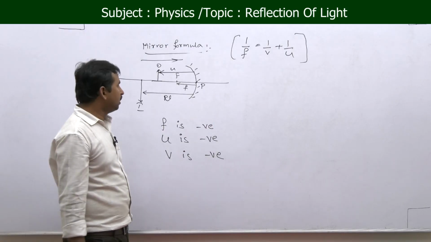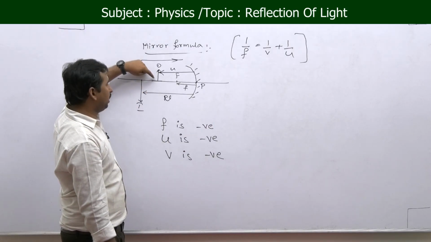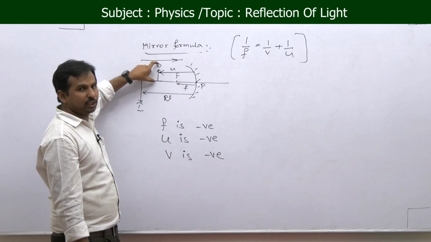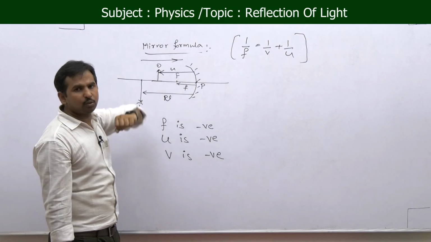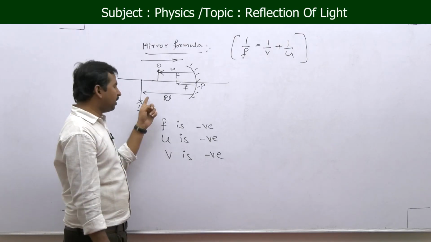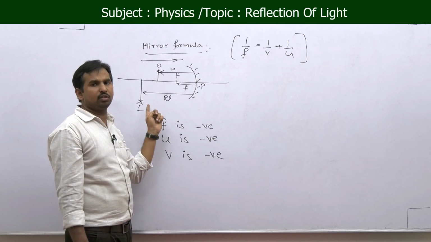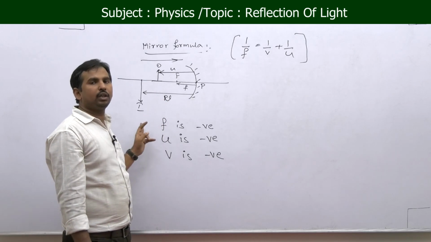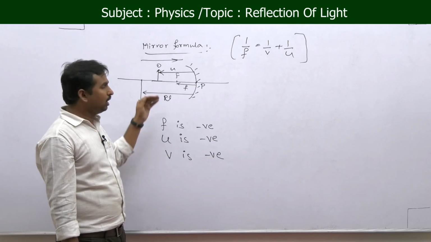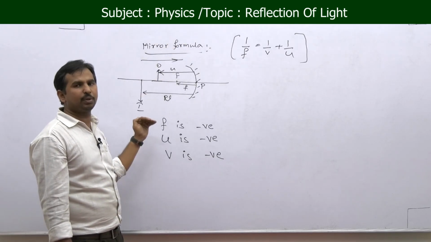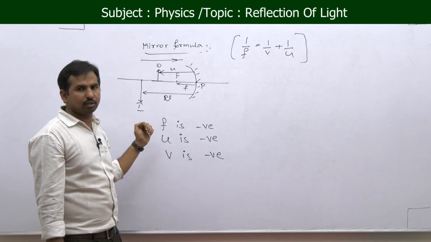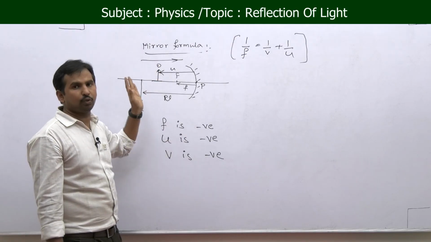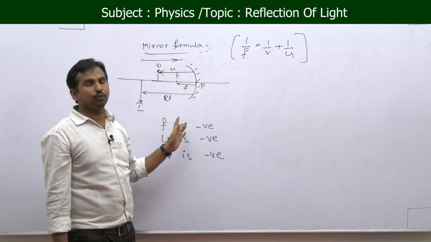Now rule 3 tells us, if you are measuring any distance above the principal axis, like the height of the object, that is taken as positive. If you are taking the image position, like here in this case of inverted images, the distance measured below the principal axis, we take that as negative. Above the principal axis positive, below the principal axis negative. That is our third rule here. These are the three rules we follow in the mirror formula.